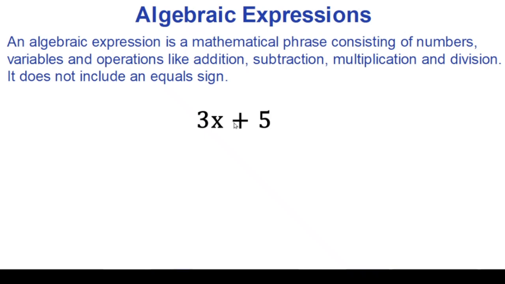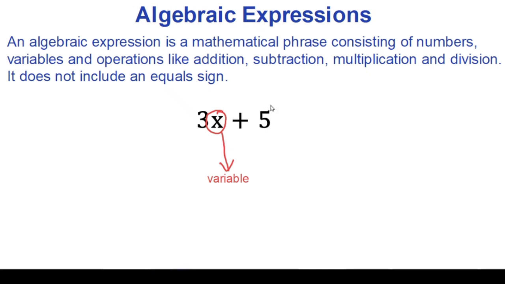Here, this x is called a variable. X is an unknown number. Variable means the value of this x we don't know; it is an unknown value and it can change. So it is a variable. The alphabets which are there in algebraic expressions are called variables. So here x is a variable.